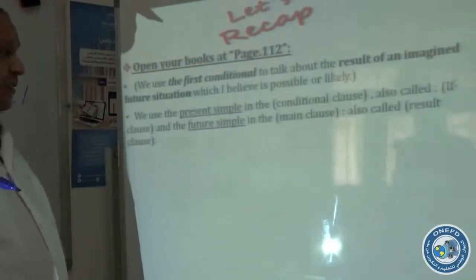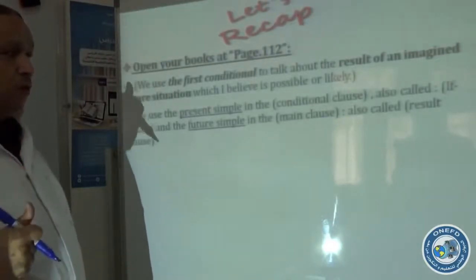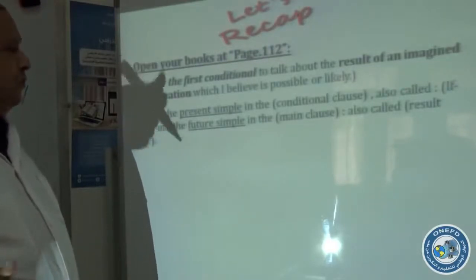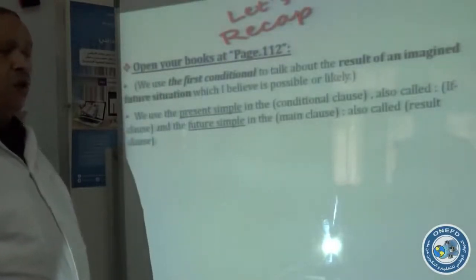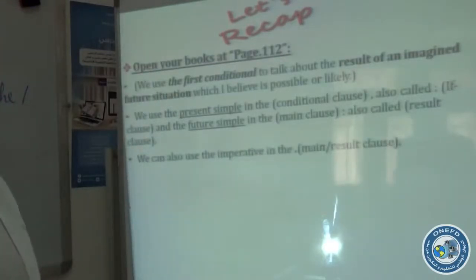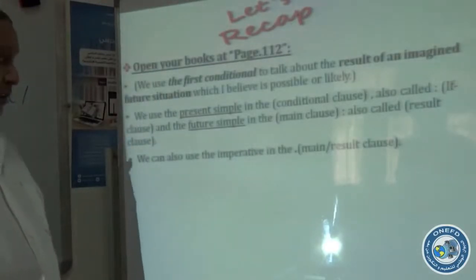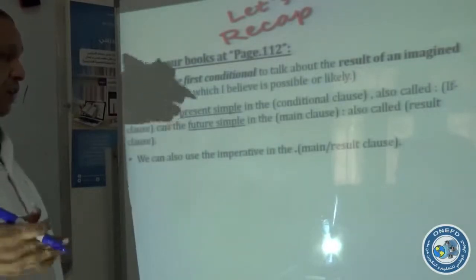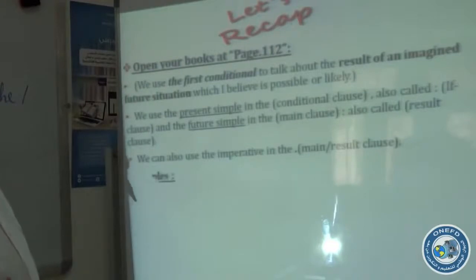We use the present simple within the conditional clause. We call it also the if clause. And we use the future simple within the main clause, or we call it also the result clause. We can also use the imperative. By the way, this is something very important for you. And here we are in the main or result clause.